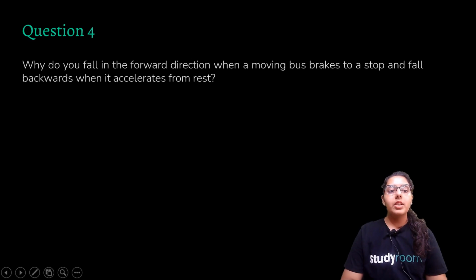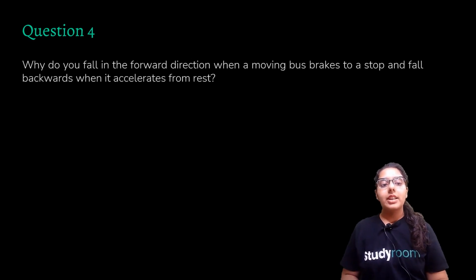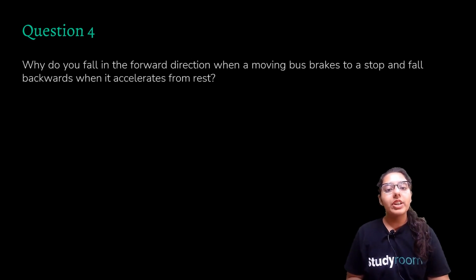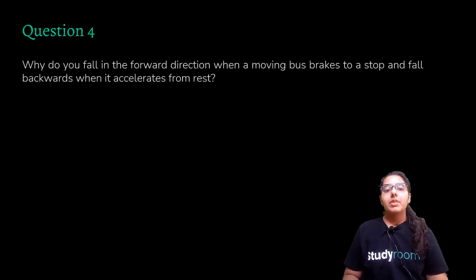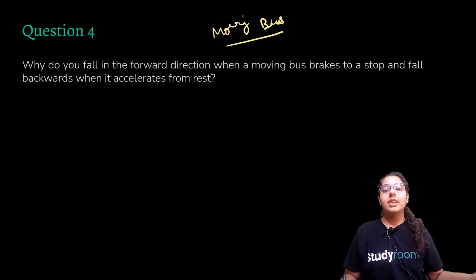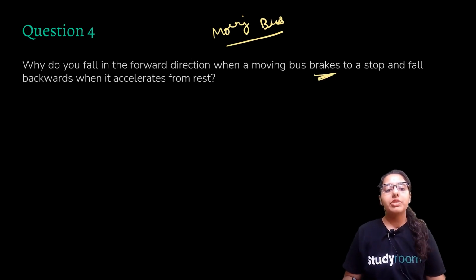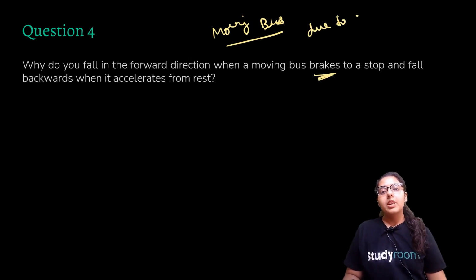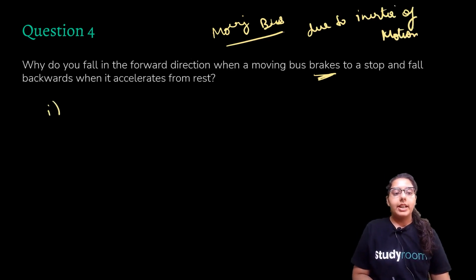Okay. Let's do this question. We have answered this earlier also. Why do you fall in the forward direction when a moving bus brakes? Of course, when it is your moving bus, you are also moving, you are sitting inside the bus, so you are also in motion, right? So when brakes are suddenly applied, you tend to move in the forward direction due to inertia of motion, right?